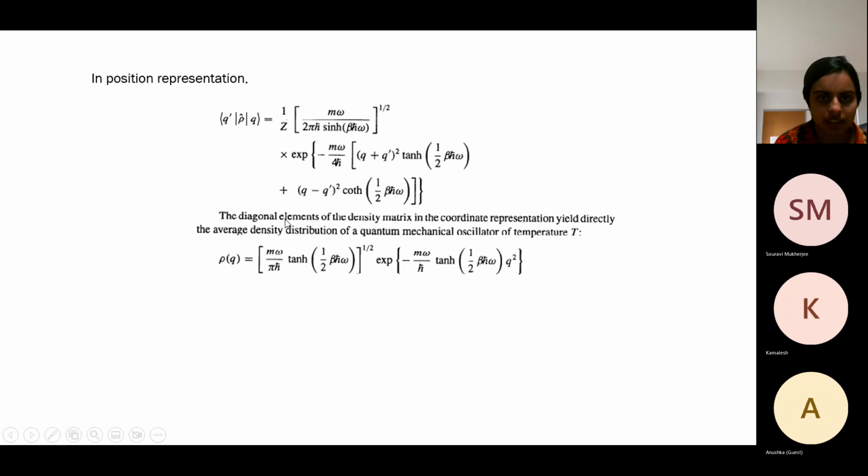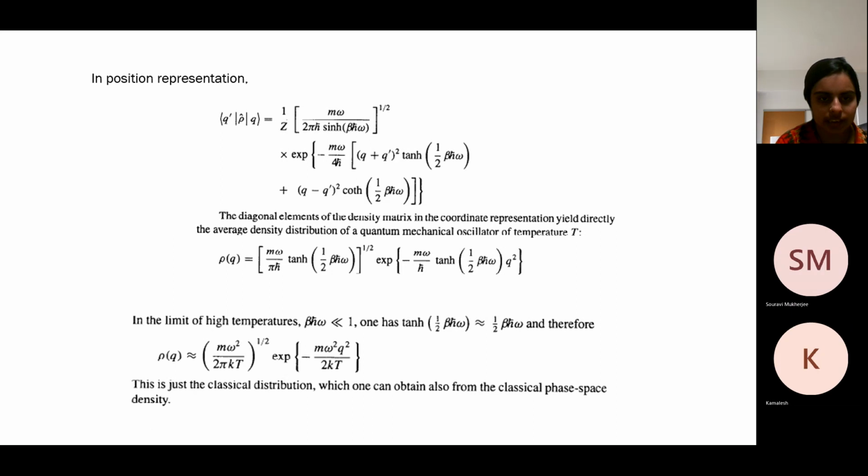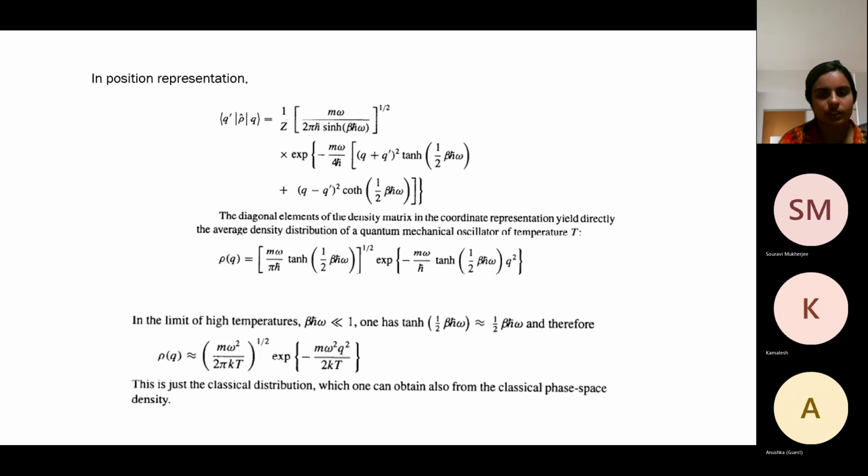Okay, and the diagonal elements of the matrix directly yield the average density distribution, and that looks something like this. So in the high temperature limit, again we get back something like this, which matches with the classical phase space density, and if you do the other limit, you would get back the quantum limit.